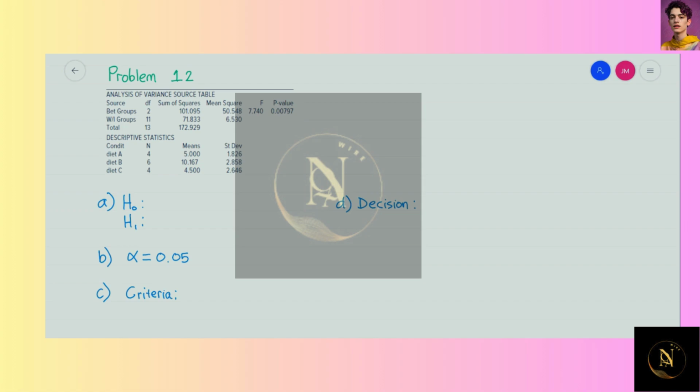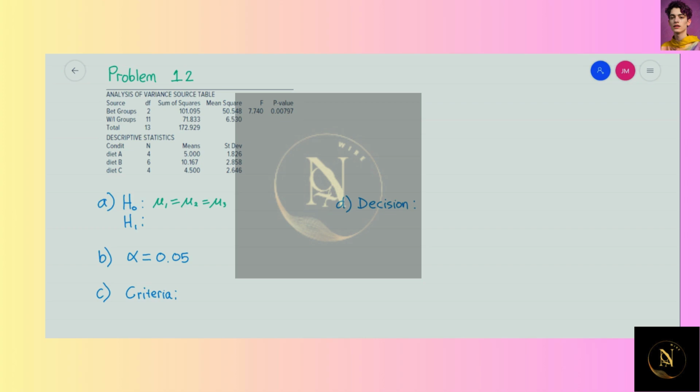So we're going to answer the question, is there any difference in the diets? The first thing we need to do is to state the hypothesis. Then we compare the p-value to the level of significance so that we can make the decision. So first, the null hypothesis is mu1 equals mu2 equals mu3. Mu1 is the mean for the first diet, diet A, mu2 is the mean for diet B, and mu3 is the mean for diet C.